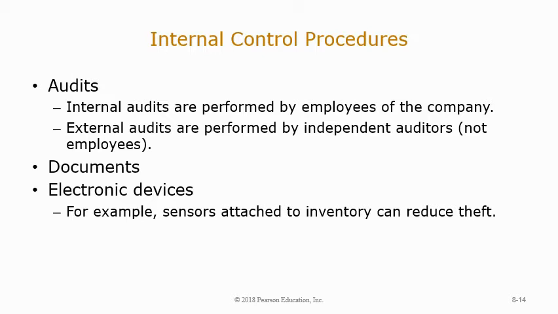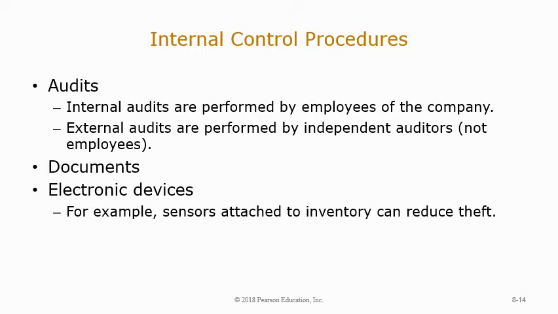Okay. There's also documents that come into internal control procedures, different things that have to be signed by different people, forms that have to be filled out, that type of thing. There's also internal control for electronic devices. For example, sensors attached to inventory can reduce theft. So, like you go into Target or Walmart and you go to buy an electronic device or something, and it's got that security tag on it, that is a form of internal control. That is reducing theft within the business.